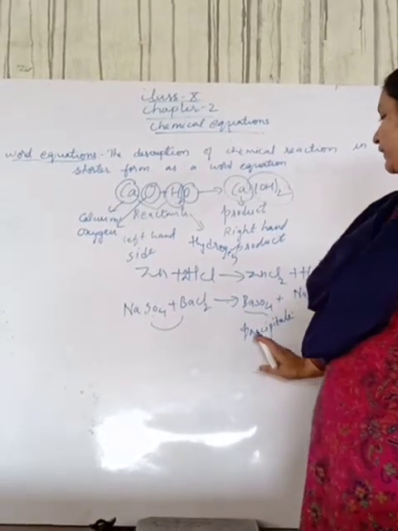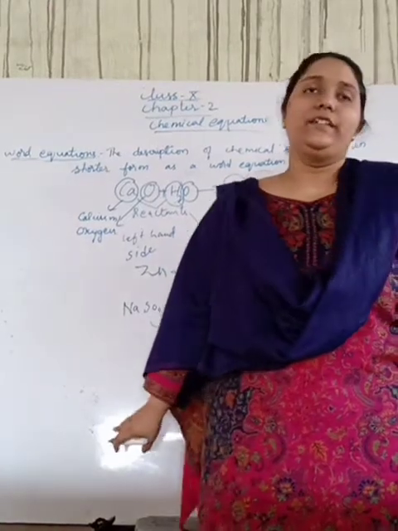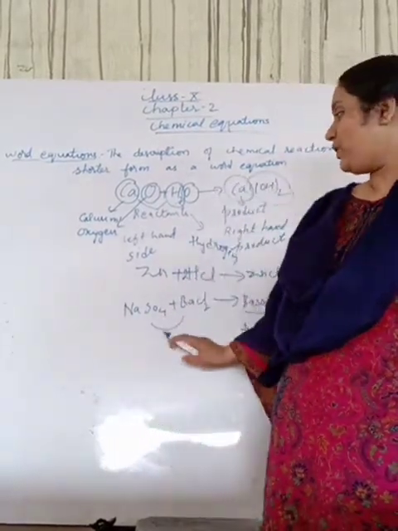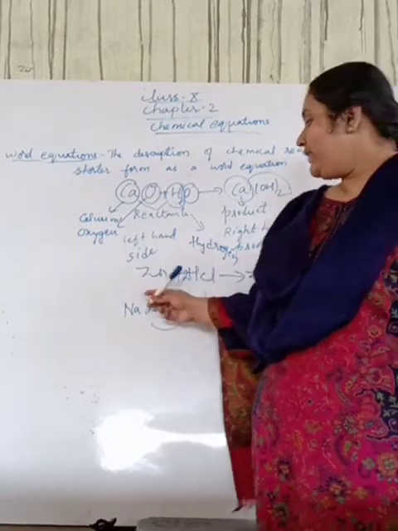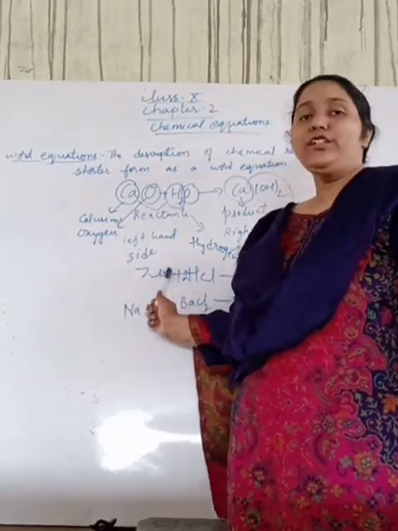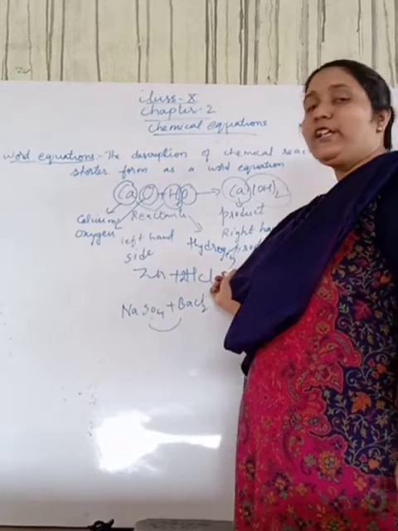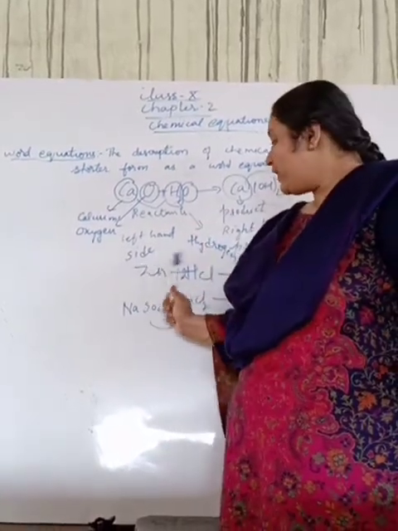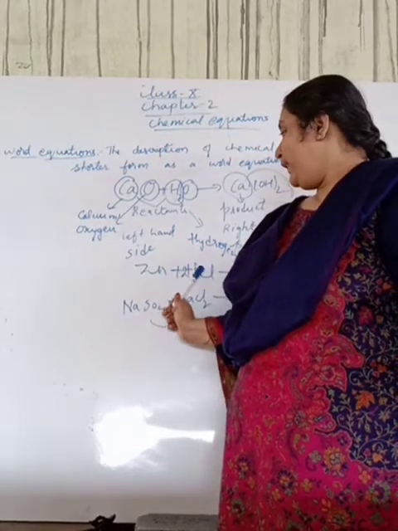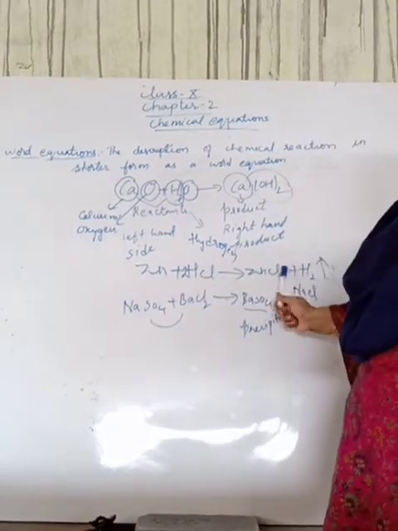Okay, so this also we have seen. This reaction also we have seen. This is also a chemical reaction. So what does it mean? In this reaction, zinc and HCl react together to form zinc chloride, and hydrogen gas is released. So here these two are the reactants and here these two are the products formed.